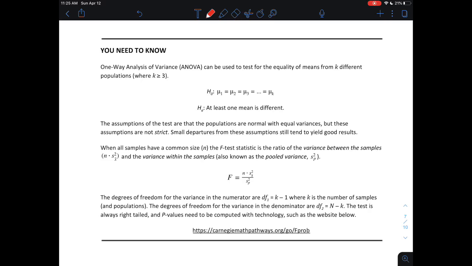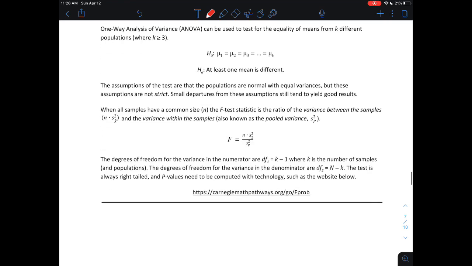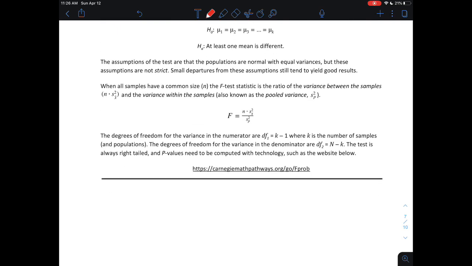When all samples have a common size, n, the F-test statistic is the ratio of the variance between the samples, n times s sub x bar squared, and the variance within the samples, also known as the pooled variance, s sub p squared. That whole sentence is summarized in that formula. The degrees of freedom for the variance in the numerator are df1 equal to k minus 1, where k is the number of samples, and the degrees of freedom for the variance in the denominator are df2 equal to capital N minus k, or as we saw before, k times lowercase n minus 1. The test is always right-tailed, and p-values need to be computed with technology such as the website below.